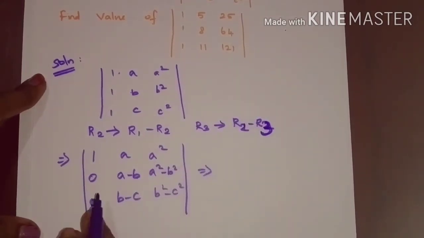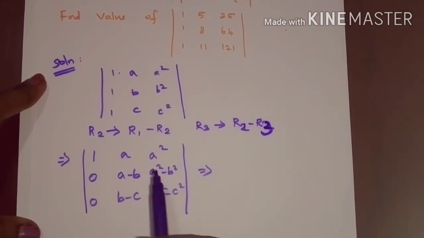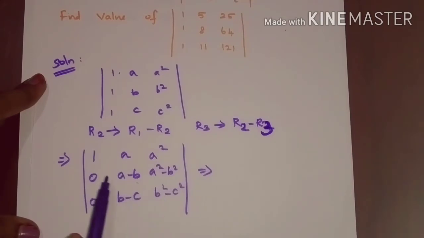Now in this determinant we can take the common value a minus b in the second row and b minus c in the third row. Since in the second row the first element is 0 and the last element is a square minus b square, we get a plus b and a minus b. We can take a minus b out, and similarly we can take b minus c out, since that row has the elements b minus c and b plus c.